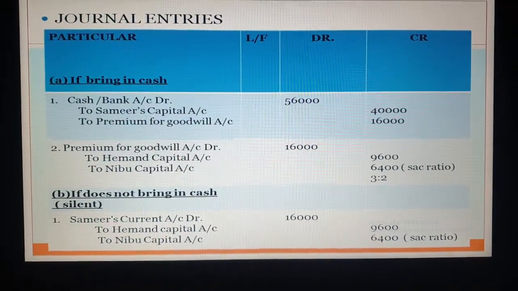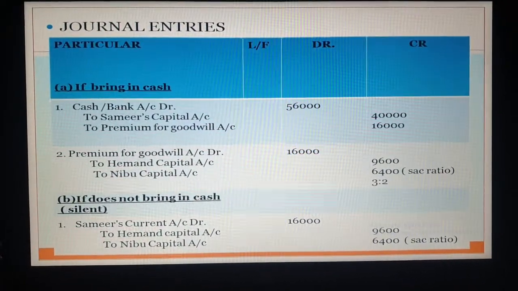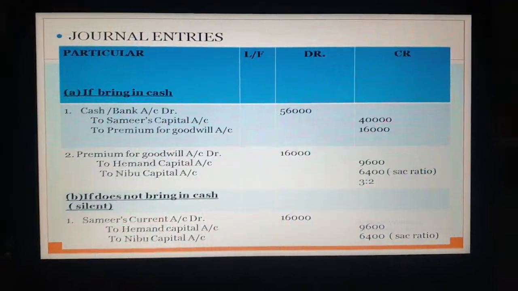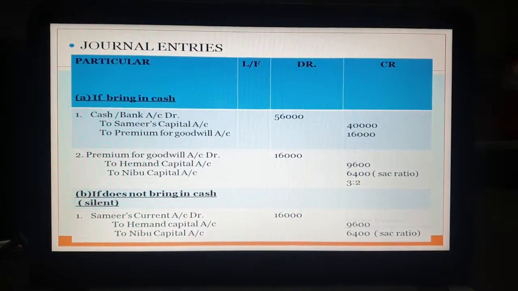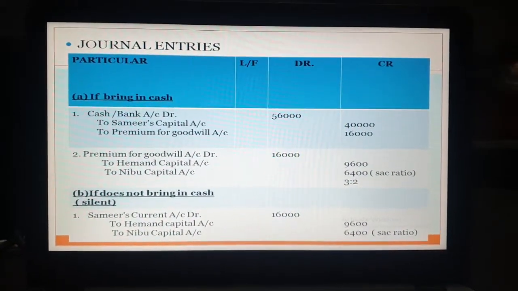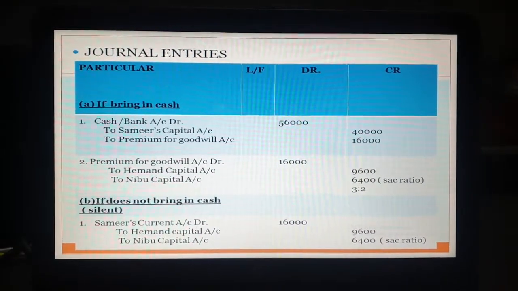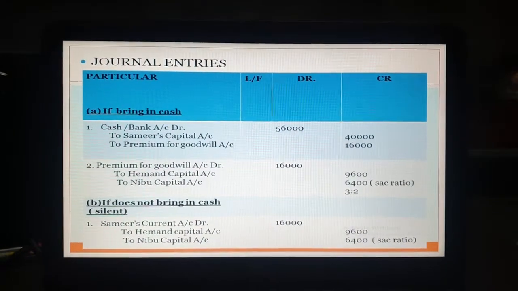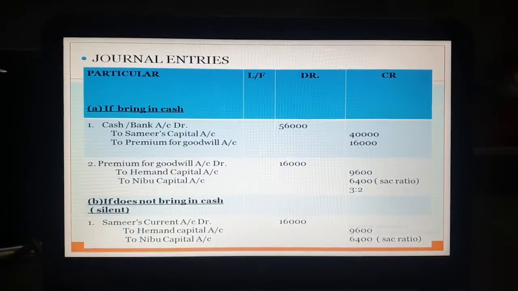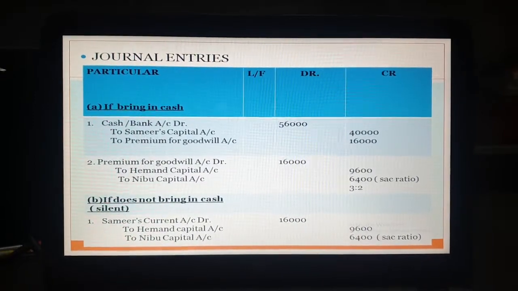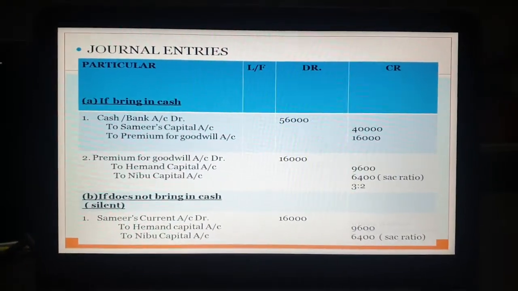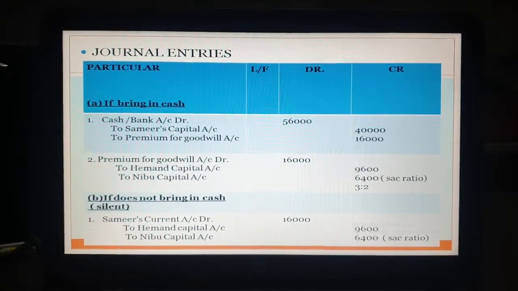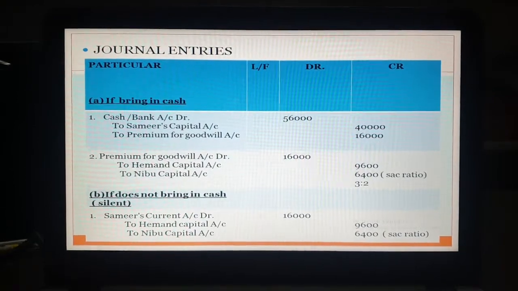Now see the amount. Sameer's capital is 40,000, and in the previous slide we already calculated the goodwill brought in by Sameer, that is 16,000. So the first entry will be cash account debit 56,000 to Sameer's capital 40,000 and his share of goodwill, that is premium for goodwill, 16,000. In the second entry you have to distribute the goodwill to old partners in sacrifice ratio. So you have to debit premium for goodwill to Hemant capital account and to Nibu capital account, and 16,000 will be distributed in sacrificing ratio.